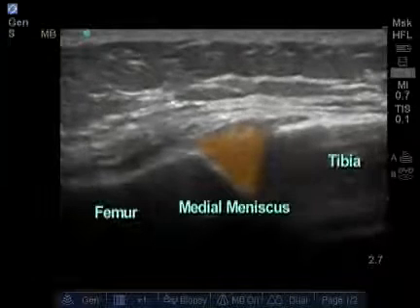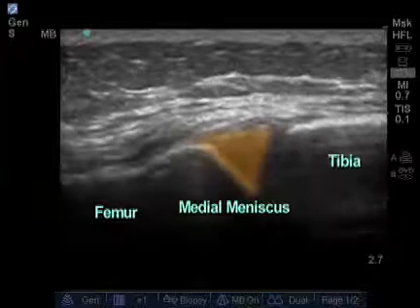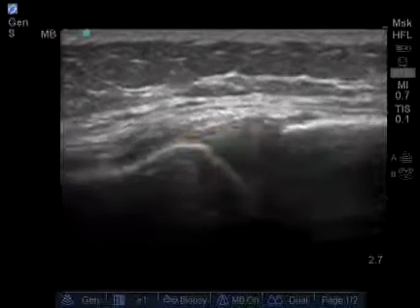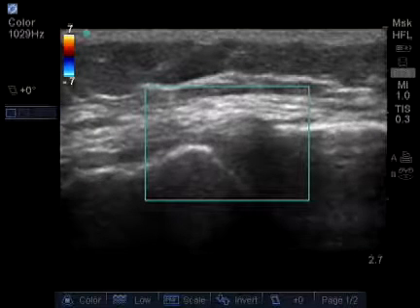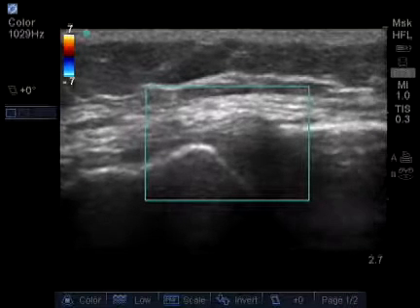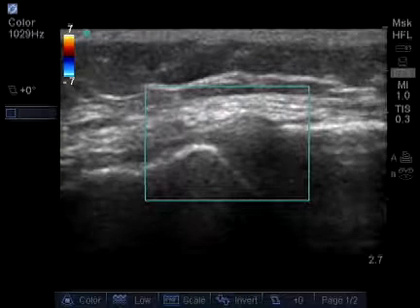and center the meniscus in my screen for viewing. The medial meniscus is a wedge-like structure. To determine if there's acute trauma, we can put color Doppler on the meniscus. Here there's no significant trauma or suggestion of any increased vascularity. In addition, we can zoom into the meniscus.